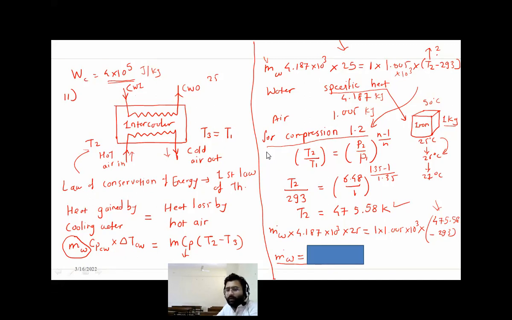So please see here. What Aditi is asking is that the temperature difference is given in degrees Celsius, so why are you not converting into Kelvin? Okay, it is a temperature difference, so if you take it in degrees Celsius or Kelvin, it will be the same. So 1.75 is the answer. 1.75 kilogram. Okay.